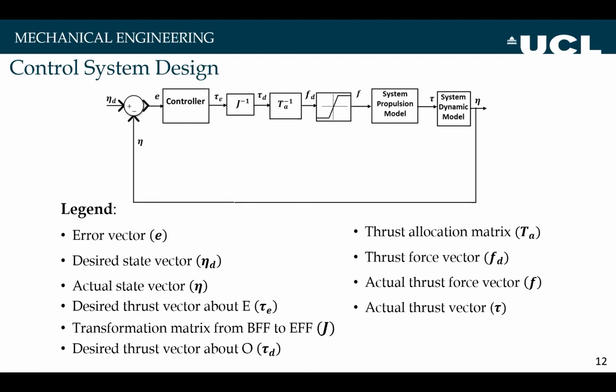That thrust force was then multiplied with the inverse of the thrust allocation matrix to get the desired thrust force vector, and then the saturation limit of the forces was applied to get the actual thrust force. That actual thrust force was then again given to the system propulsion model to get the actual thrust vector, which was given as control input to the system dynamic model to get the actual state vector. And then that state vector is again compared to the desired state vector, and the process continues until we get the zero error.